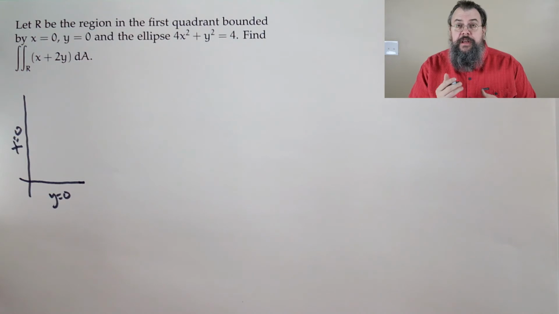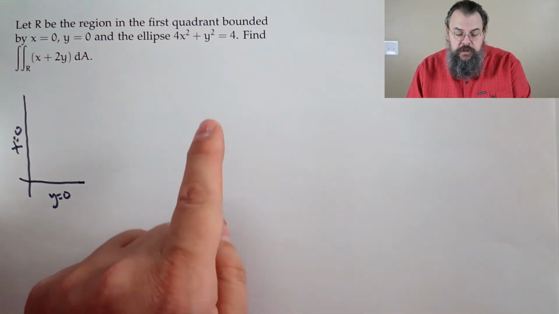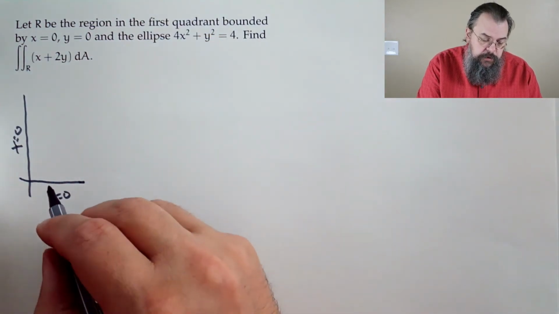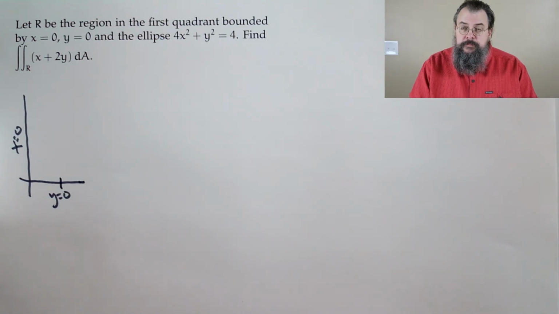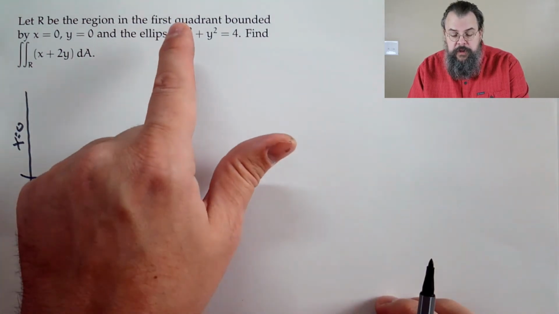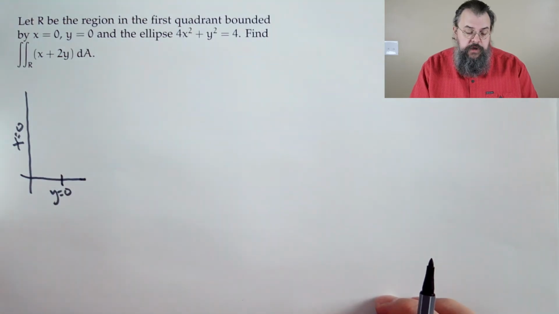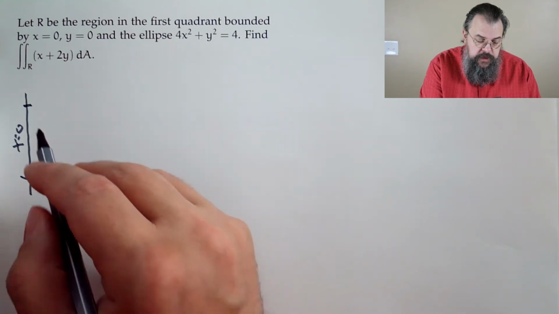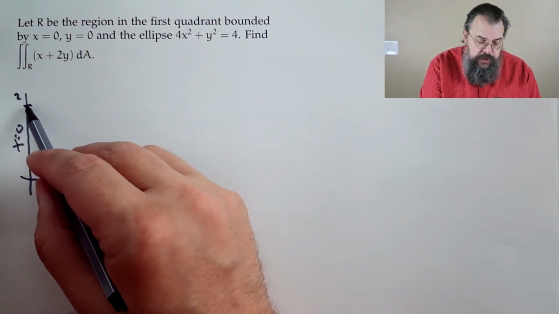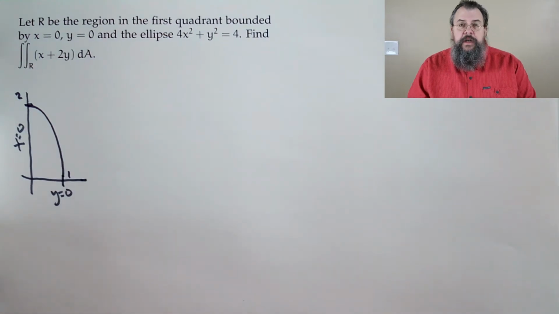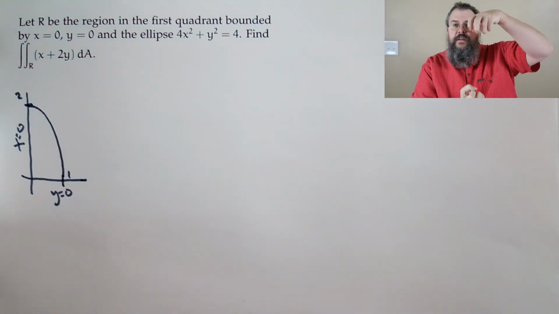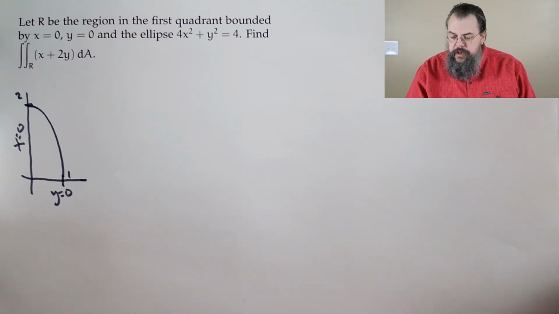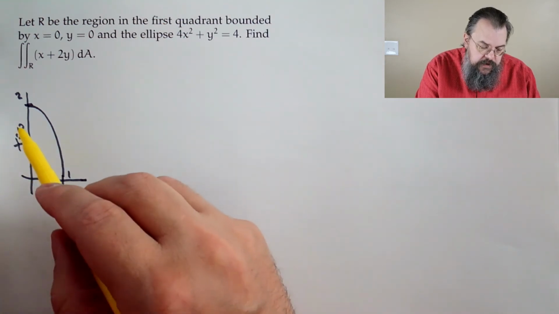For instance, where does it hit the x-axis? Well, if I'm on the x-axis, y equals 0, 4x squared equals 4, which says it'll hit at 1. Where do I hit the y-axis? Well, that's x equals 0, y squared equals 4, which means it'll hit at 2. So this is at 1, this is at 2, and so we have our ellipse. It's a circle that's been stretched vertically. Okay, so there's our region. That's an interesting, fun region.